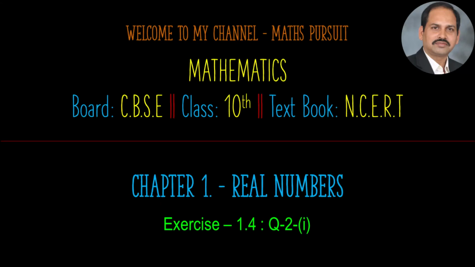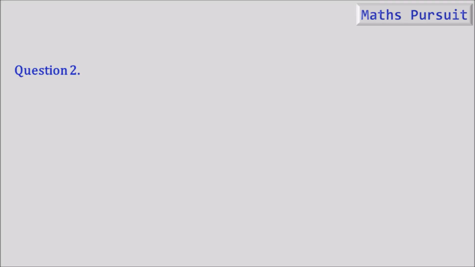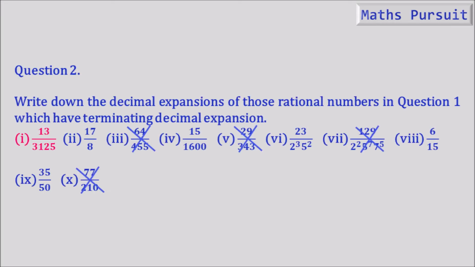Today we are going to look into question number 2 bit 1 from exercise 1.4 of chapter 1 called real numbers. So let's see what is given in question number 2 bit 1. Coming to question number 2, it is given: write down the decimal expansions of those rational numbers in question 1 which have terminating decimal expansion. That means the question is asking us to write down the decimal expansion of the numbers given in question 1 which are terminating.